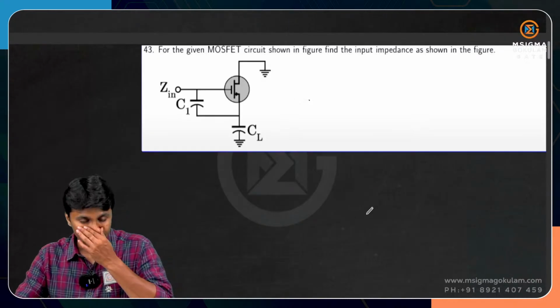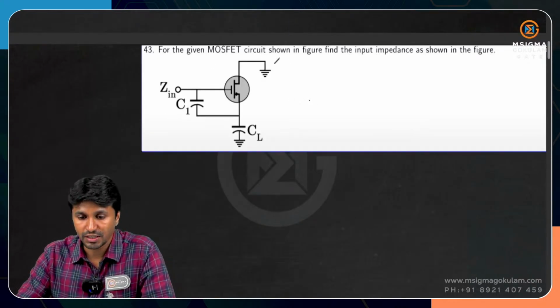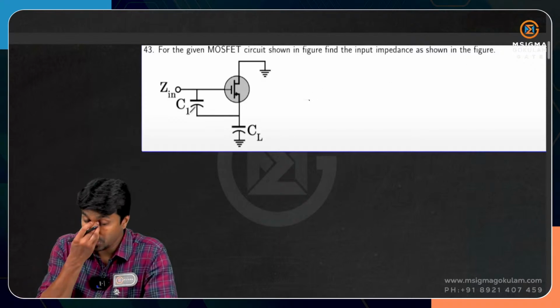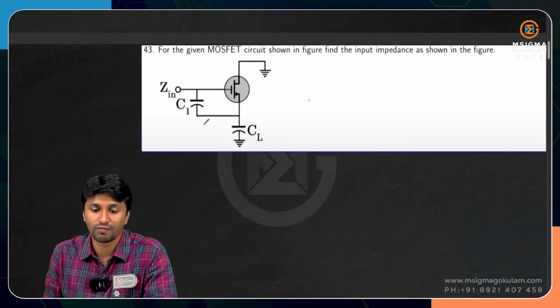Now look at this one. For the given MOSFET circuit shown in the figure, find the input impedance. So you are asked to calculate the input impedance of this particular circuit.